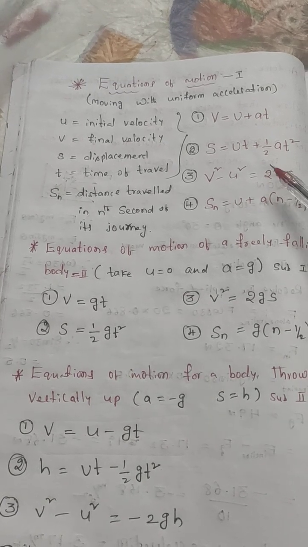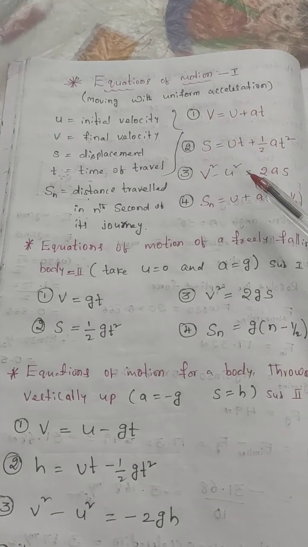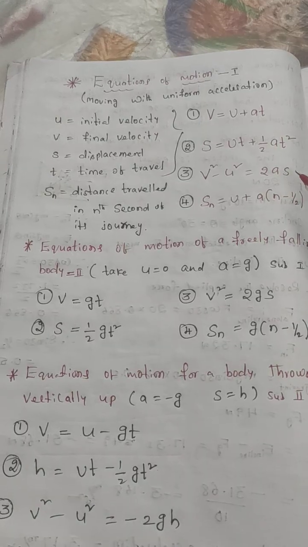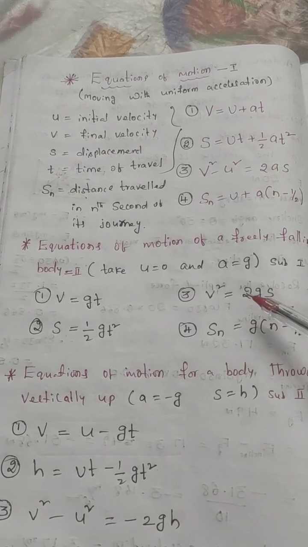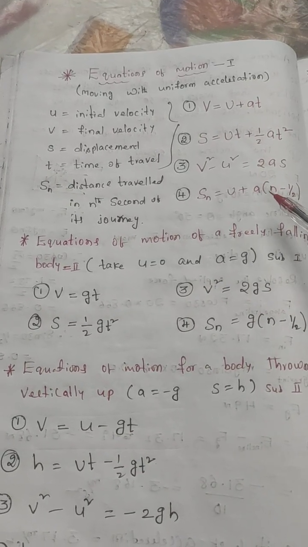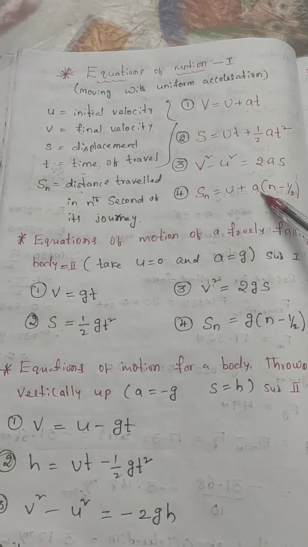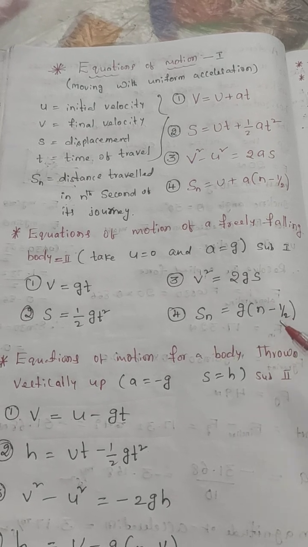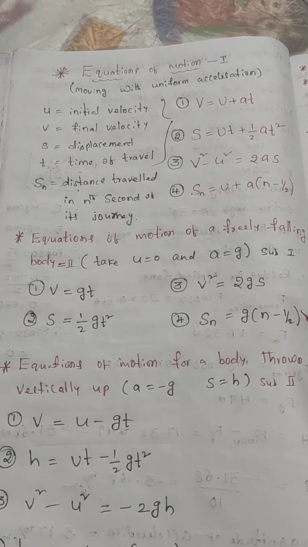Next, the third equation, v square minus u square. u square is 0, so the remaining is v square equals 2as. Instead of a we are substituting g, so v square equals 2gs. Next, the fourth one, Sn equals u plus a into n minus half; the u term is 0 and a goes to g. Sn equals g into n minus half. This is the case of a freely falling body.